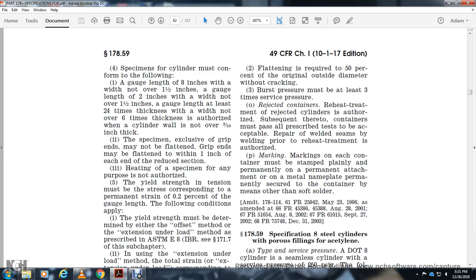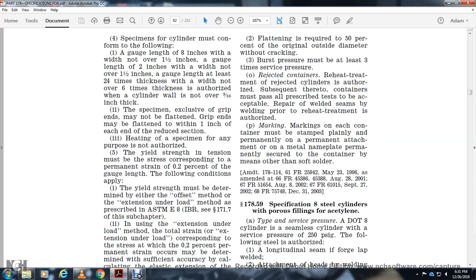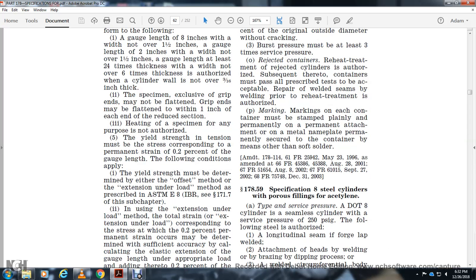Apply the yield strength, being determined by either the offset method or the extension-under-load method, as prescribed in ASTM E8. Using the extension-under-load method, the strain or extension under load corresponding to the 0.2% permanent strain must be determined with sufficient accuracy.